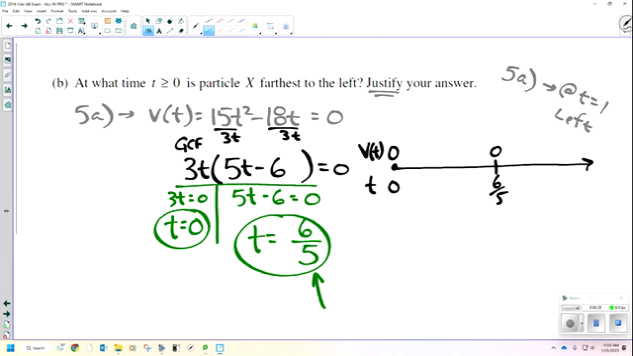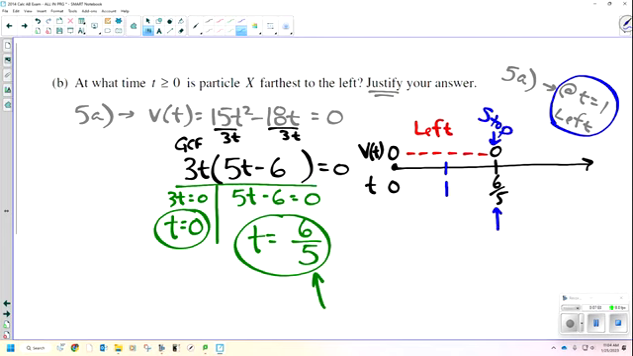And I know that I should check some values that aren't the zeros, and see whether my velocity is positive or negative. I don't care about the number. I only care about the sign, all right? So let's pick, we already know the number 1, right? The velocity at time 1 was negative. It was moving left. In fact, we already know that. So negative here. So it's going to start out moving left, then it's going to stop right here at a time of 6/5.